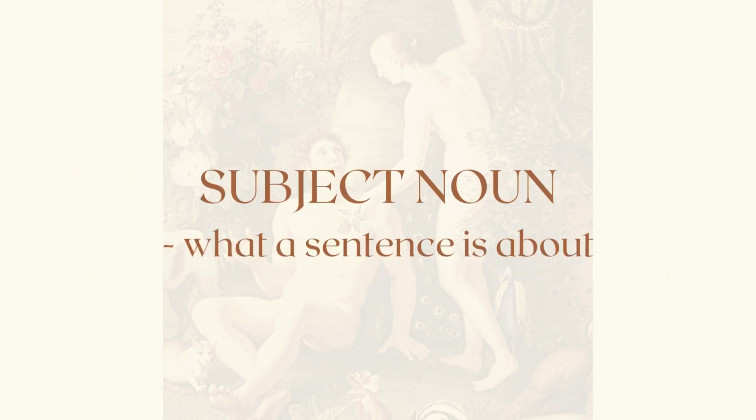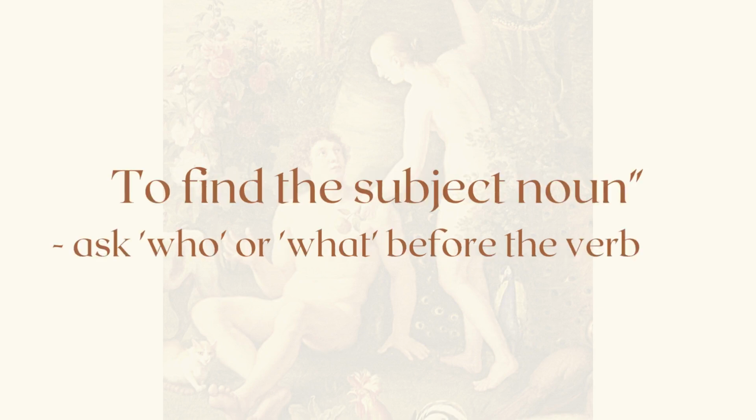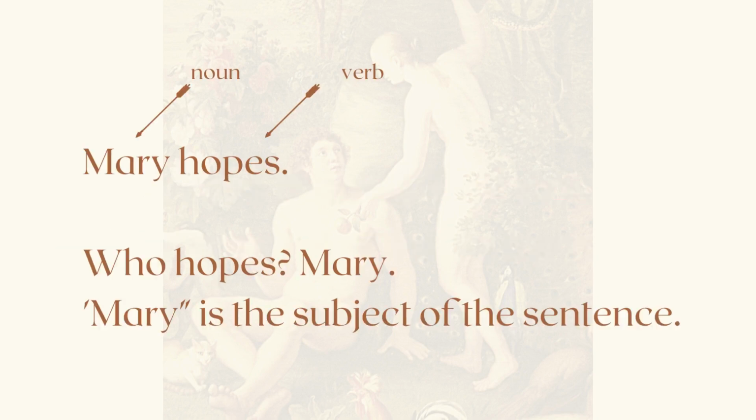So, what is a subject noun? Well, the subject tells us what a sentence is about. We either call it the subject noun or the subject. And we can find out the subject noun by asking who or what before the verb. So here's a simple sentence, Mary hopes. The verb is hopes, so we ask the question, who or what hopes? The answer is, Mary hopes. Therefore, Mary is the subject of the sentence.